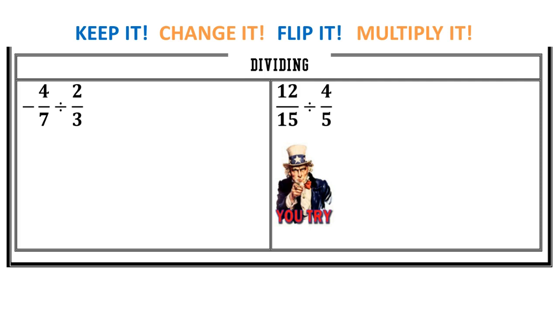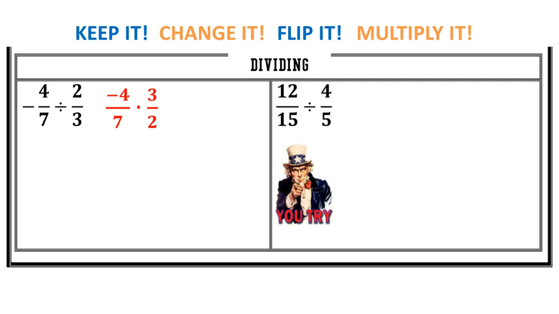So I have negative 4/7 divided by 2/3. I'm going to keep it, change it, flip it. Keep the first fraction, negative 4/7. Change it, change from division to multiplication, and then flip it. Take the reciprocal of the second fraction. So I end up with negative 4/7 times 3/2.